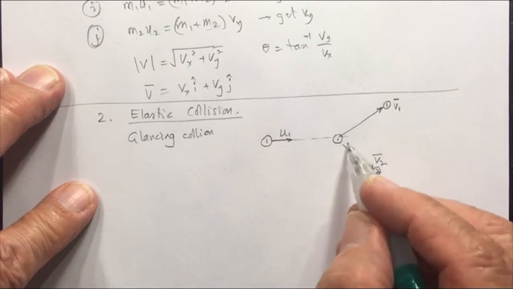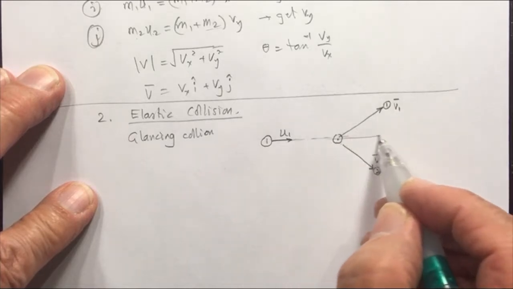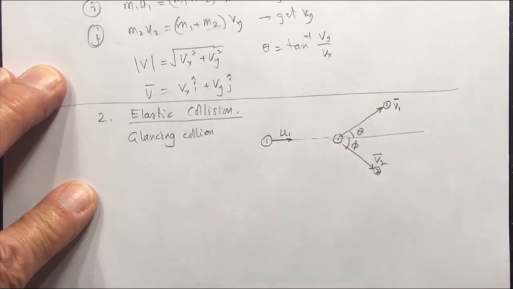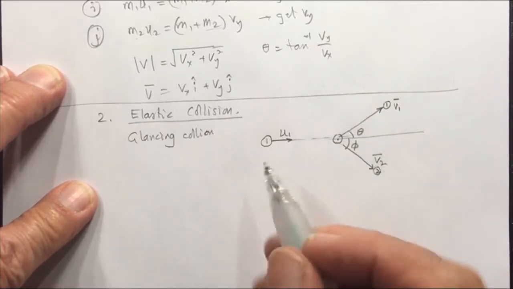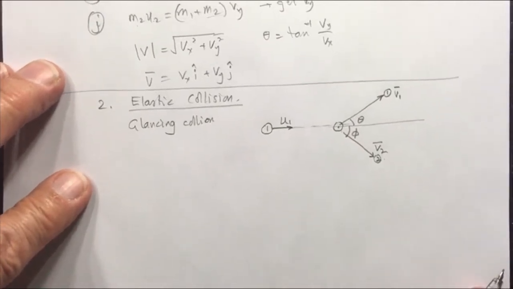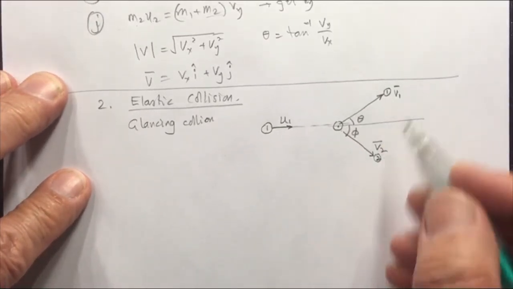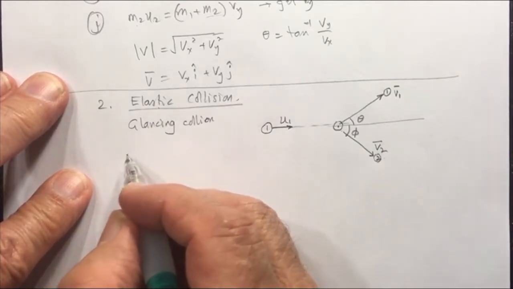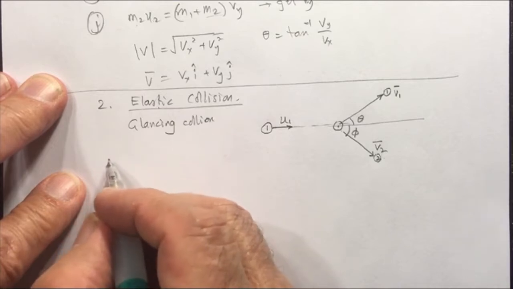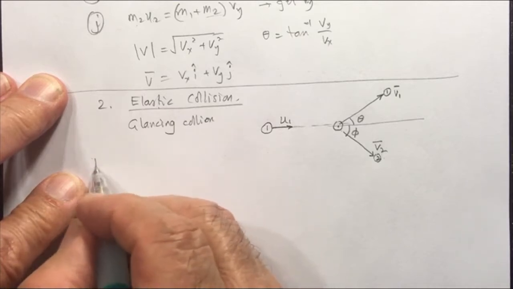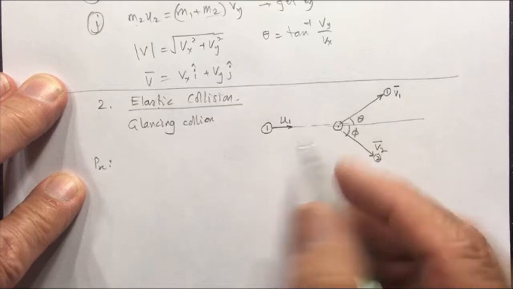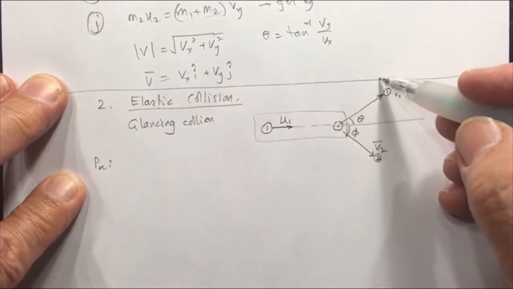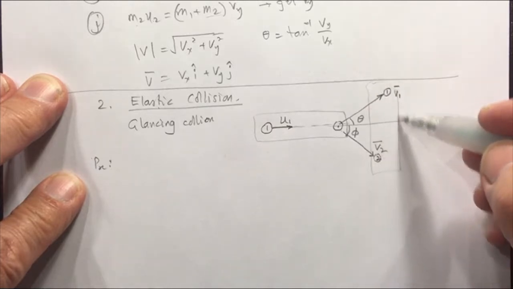And this will also be a vector, it will have x and y components. Let's say that this is angle theta and this is angle phi. So now we write the momentum conservation equation and the kinetic energy conservation equation because it's elastic. So from the momentum conservation equation, let's say the momentum conservation in the x direction would give us, these two are the initial conditions and these two are the final conditions.